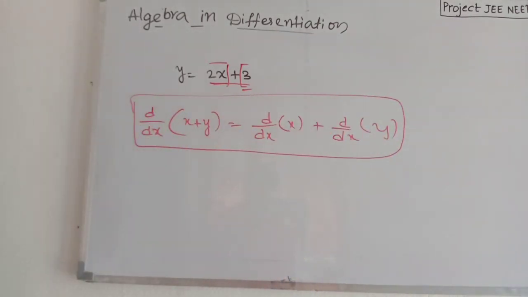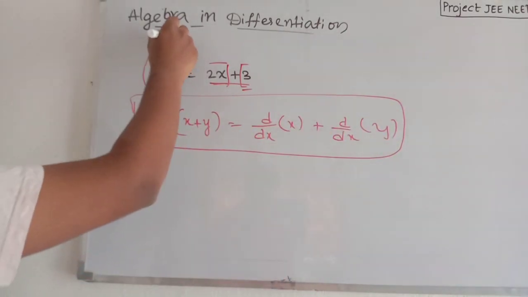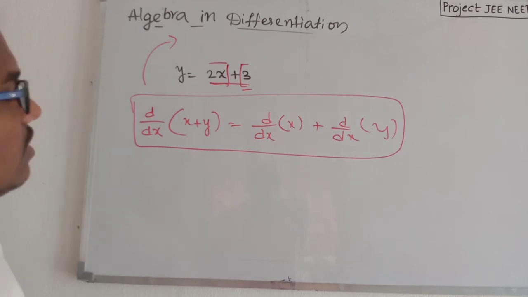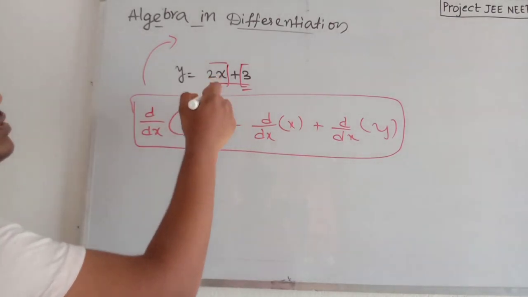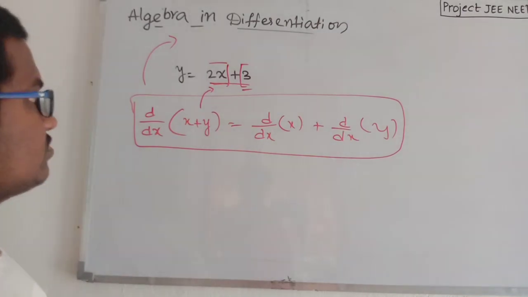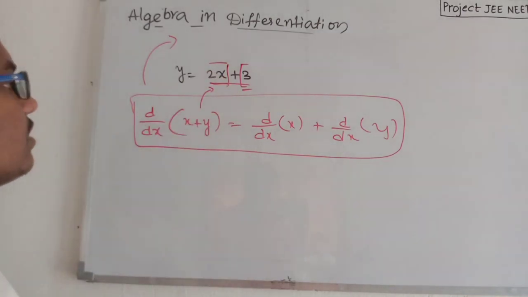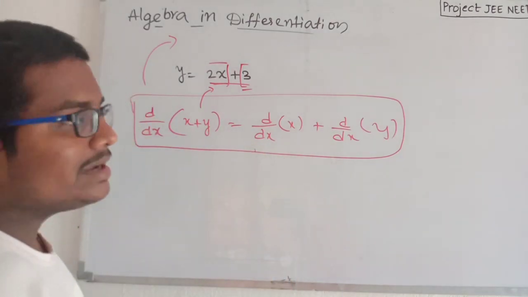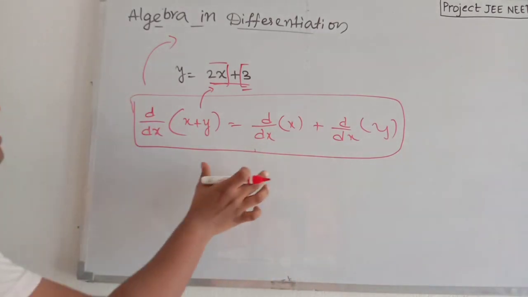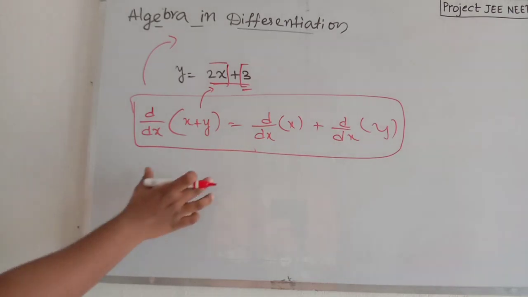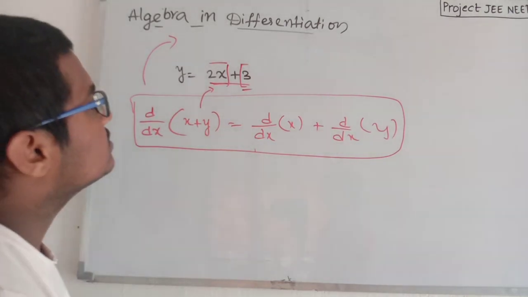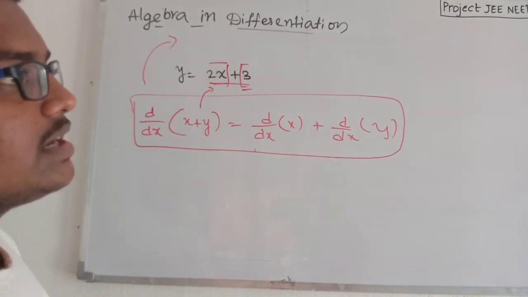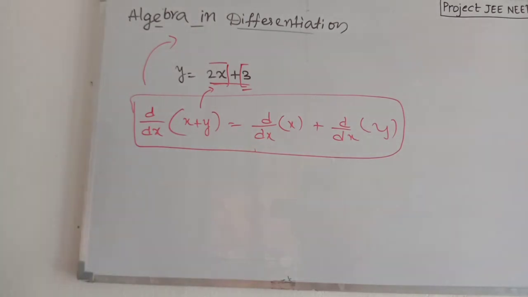Important result according to the algebra in differentiation: d by dx of x plus y, which is actually in this form 2x plus 3. So that's why I am discussing this example. The result will come in terms of d by dx of x plus d by dx of y. So remember this, and these types of formulas will also be coming in the next discussion, which is subtraction and multiplication of the same algebra in differentiation concept.